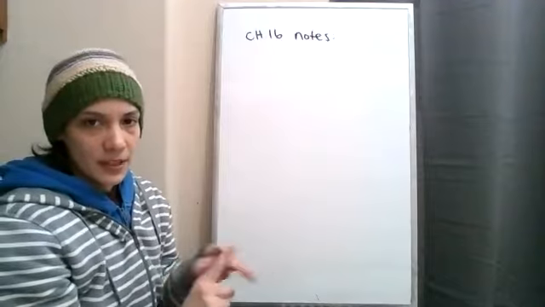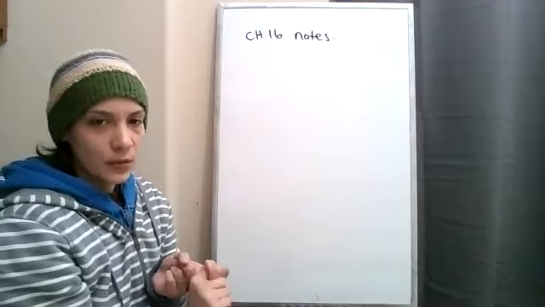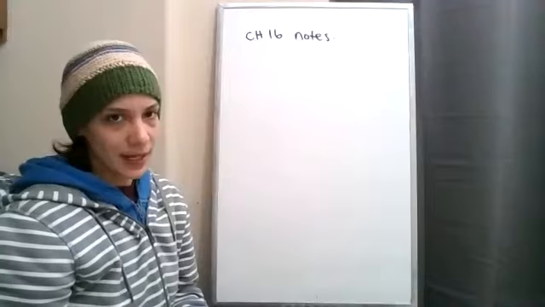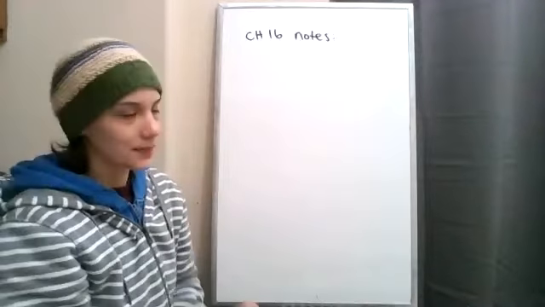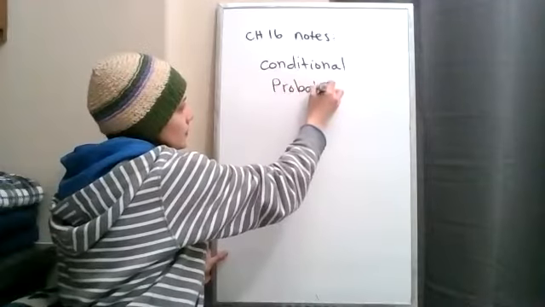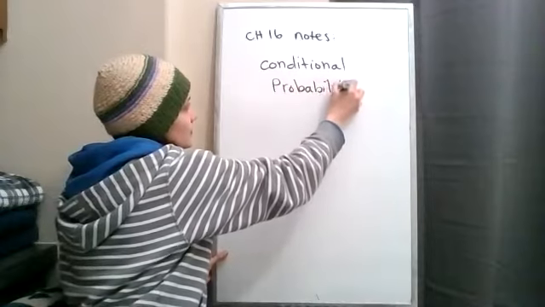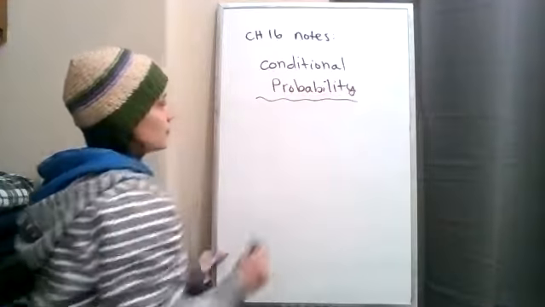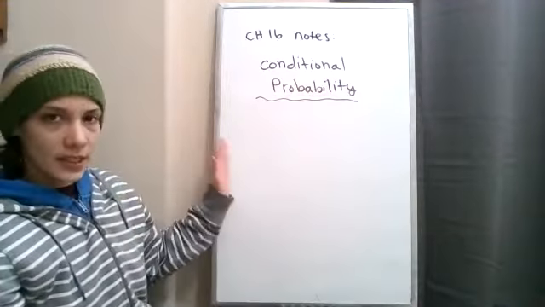So for the rest of chapter 16, we need a formula for conditional probability and lots of practice. So conditional probability will adjust the probability of an event.